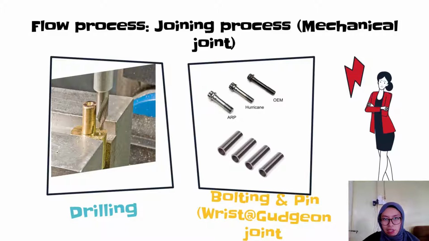The second step is bolting and pin joining. For the bolting part, we use a hurricane bolt to link the connecting rod with the rod cap, and these bolts are stronger than other bolts for joining this product. For the pin part, we use the wrist pin, or another name gudgeon pin, that connects the piston head to the connecting rod. This pin prevents the cylinder wall from scoring.